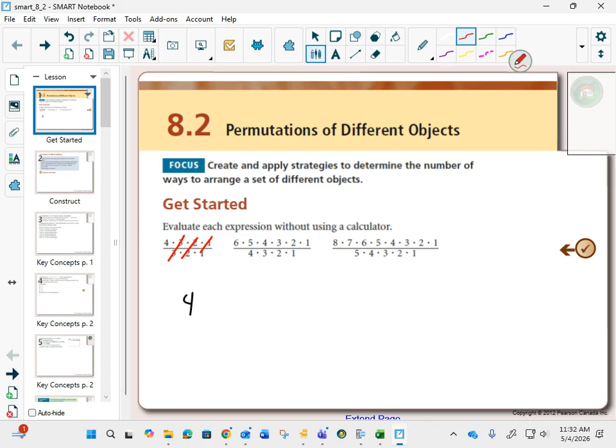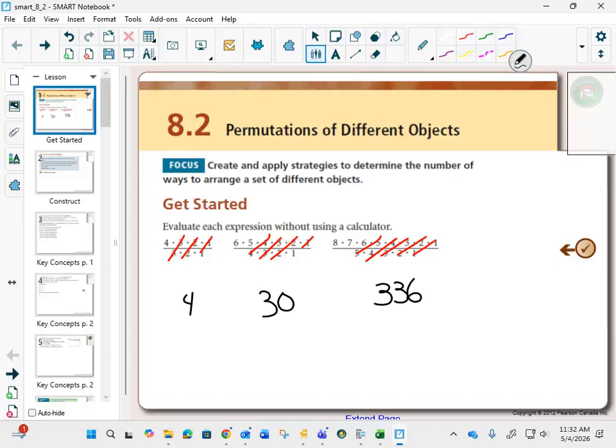Same thing in the second one, these 4s. Those would all simplify away, and we're just left with 6 times 5. The second one is going to be 30. And same thing in this last one. Those would all simplify away. Now we've got a little bit of math to do. 8 times 7, 56. 56 times 6, 336. You will have to do some mental math multiplying things out like this.